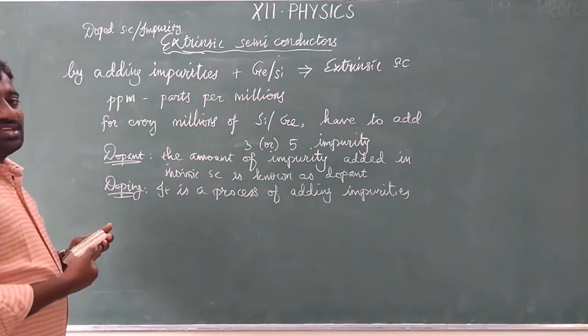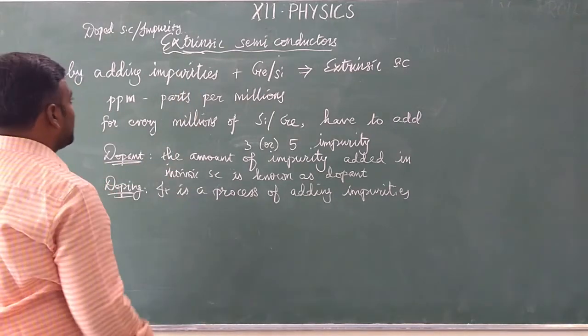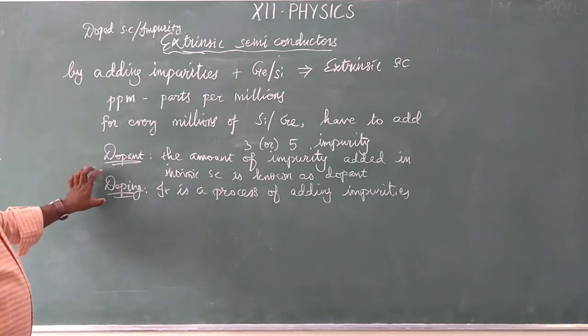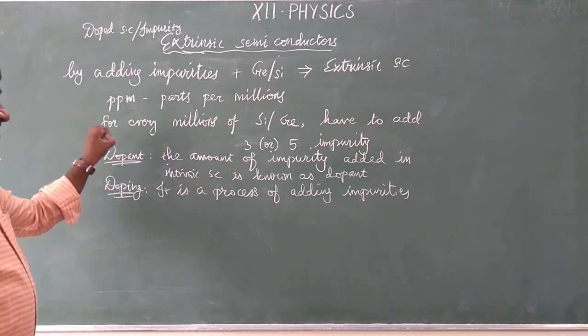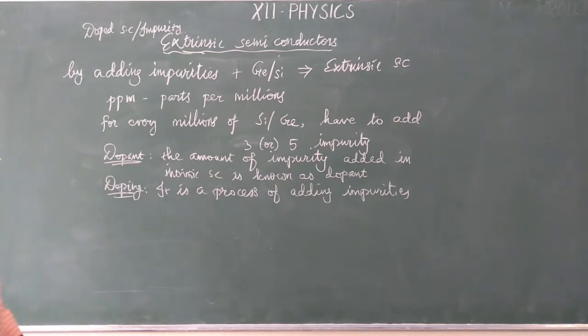Next we are going to see the other 2 types of semiconductors, that is extrinsic semiconductors. Are you clear? So dopant and doping, almost similar. Dopant is what quantity of the impurity is added. So hence the process is called doping.